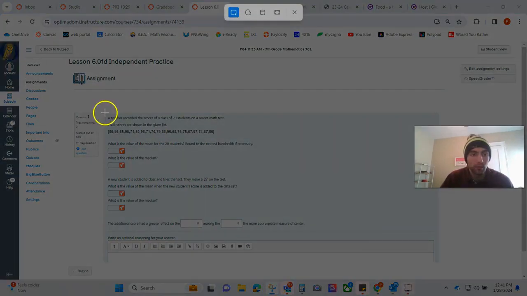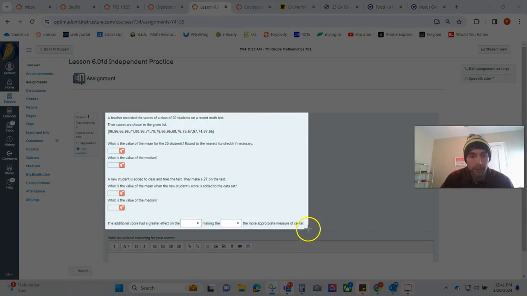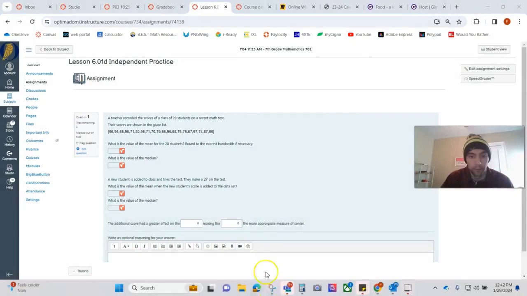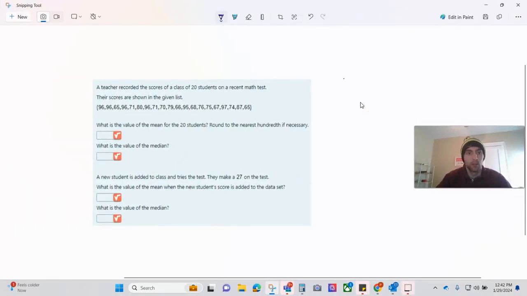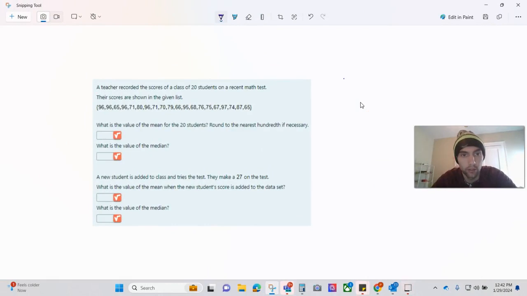I'll take a snip. Question 1. A teacher recorded the scores of a class of 20 students on a recent math test. Their scores are shown on the given list. 20 students. What is the value of the mean of the 20 students? Round to the nearest hundredth. So I have to find the mean.